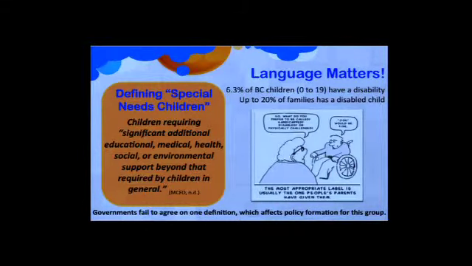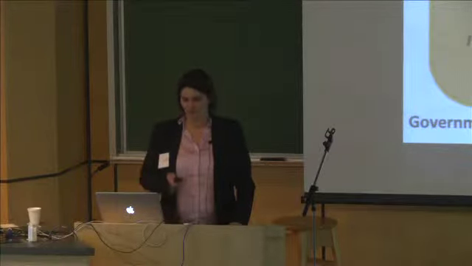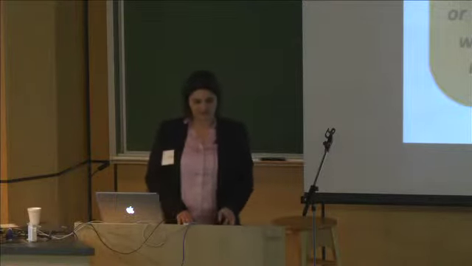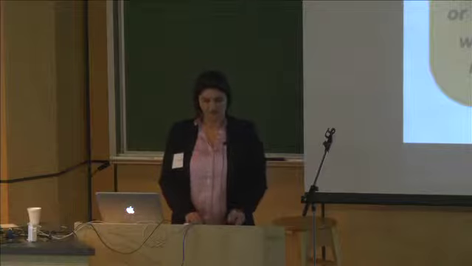Over the years, we've created more inclusive definitions for disability, like on the slide, but governments have failed to agree upon one common definition, which affects policy formation. This means that people with disabilities often face non-inclusive environments, and child disability rates are drastically underreported. So one critical social support for families with special needs children is respite care.